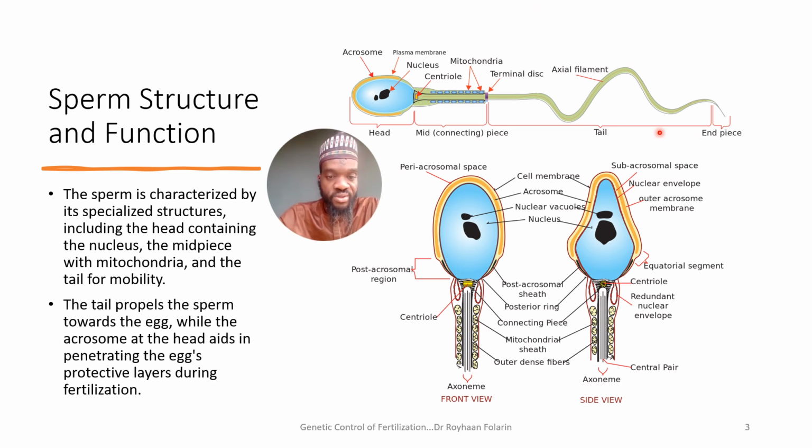And then the tail propels the sperm towards the egg, while the acrosome at the head here aids in penetrating the egg's protective layers during fertilization. And let me add that the distal centriole right here gives rise to the axoneme in the sperm, to ensure proper flagellar assembly and motility. So in fertilization, the sperm centriole also contributes to organizing the zygote's centrosome, which is crucial for subsequent embryonic cell divisions.